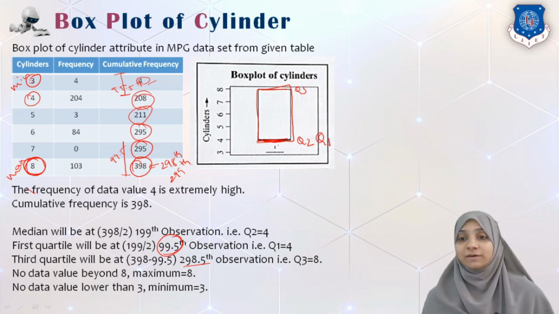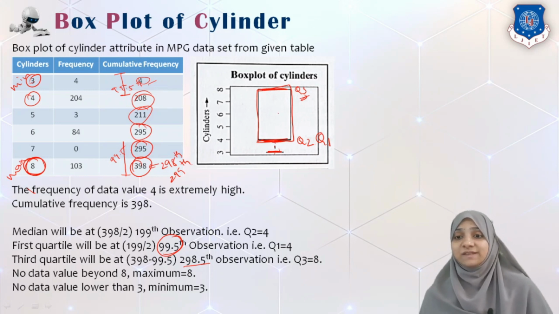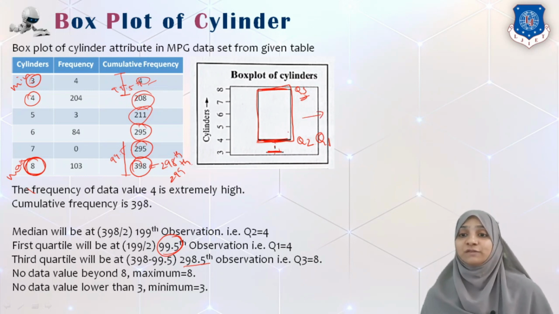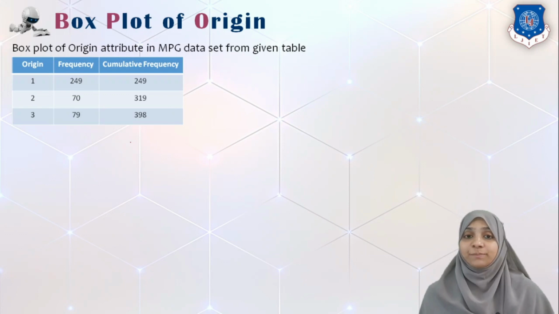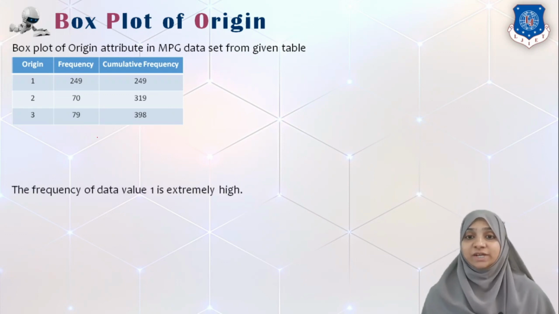So we can have a lower whisker at 3, but we do not have space to have an upper whisker at 8, because quartile 3 itself is at 8. So we cannot have any length of whisker on the upper side. Okay, so as you can see, this is the distribution of cylinders in the given MPG dataset. Now let us prepare a box plot of the origin attribute.